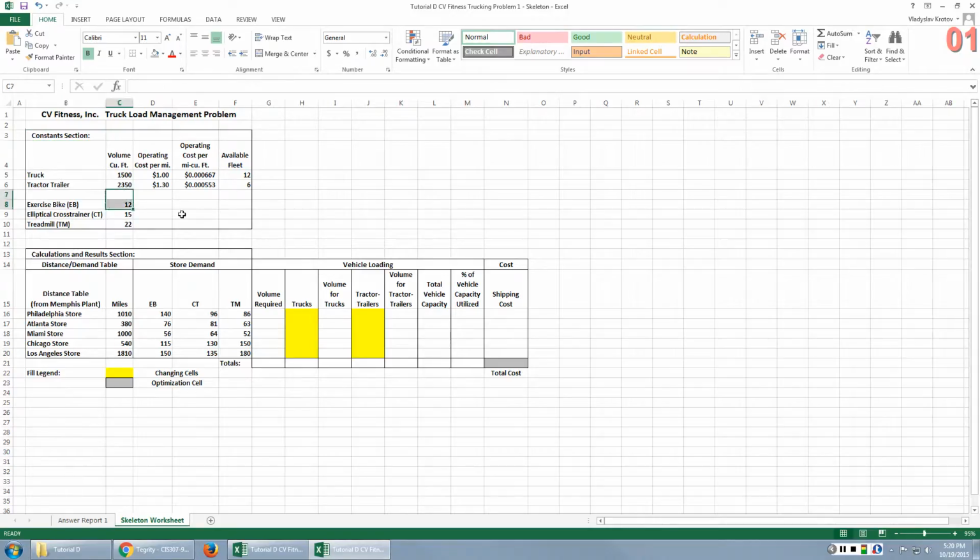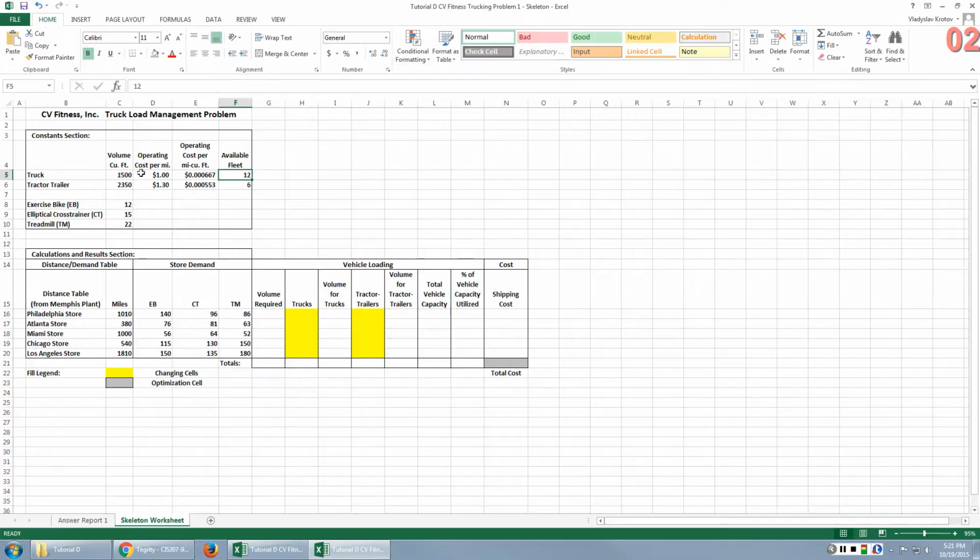So first of all, your company uses two types of transportation: trucks and tractor trailers. Each of those modes of transportation, each of these vehicles, has a certain cubic feet characteristic. So in other words, if you're using a truck, the cargo capacity of this truck is 1,500 cubic feet. If you're using a tractor trailer, then the volume that one single tractor trailer can transport is 2,350 cubic feet. And all in all, you have 6 tractor trailers in your company and 12 trucks.